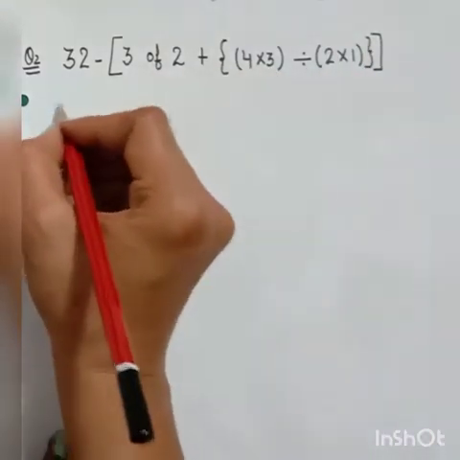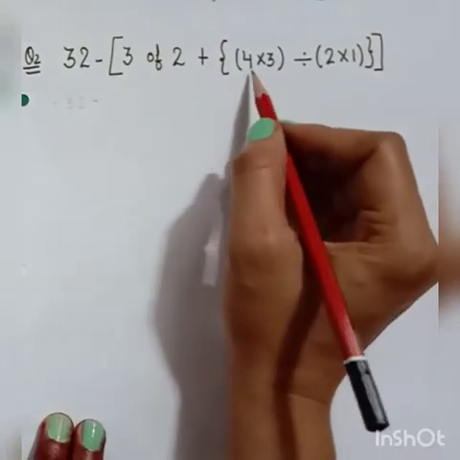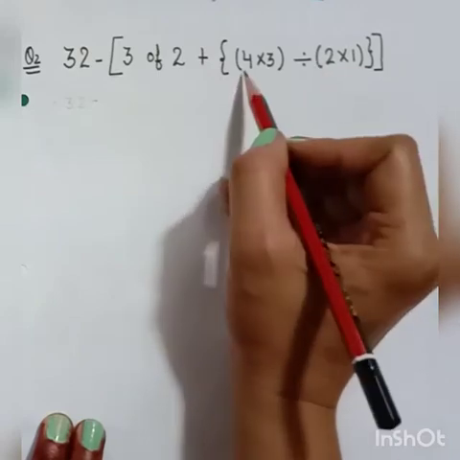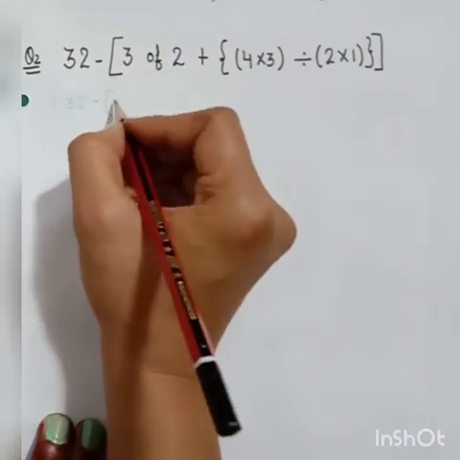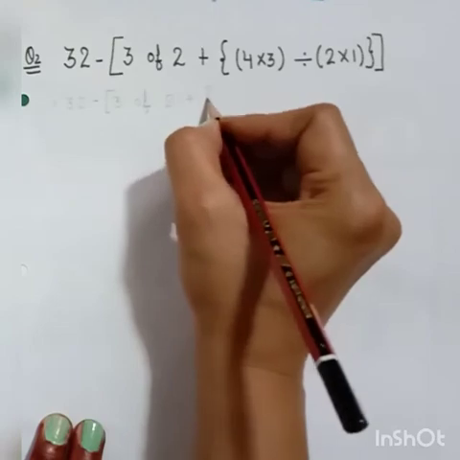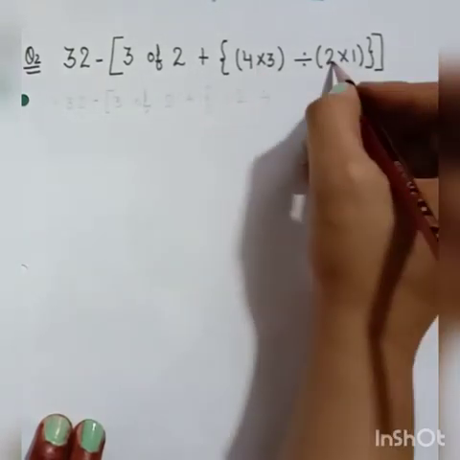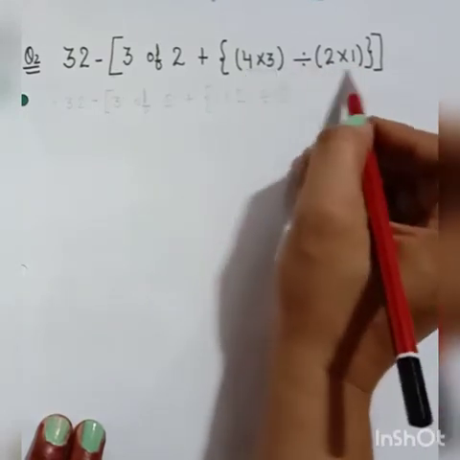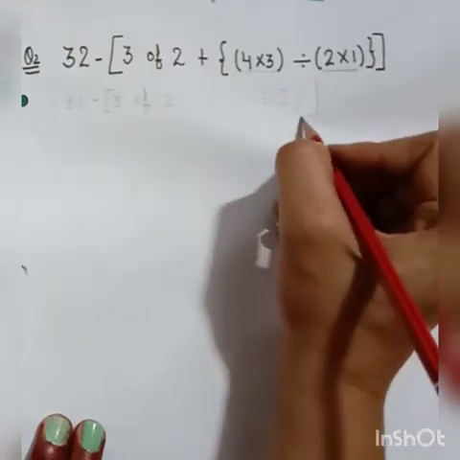So you will write 32 minus. I told you first you have to solve the brackets, and in brackets first you have to solve the bar bracket. As you can see, there is no bar bracket. So the second one is your small bracket. So you have to solve this one. The rest of the part you will copy as it is. 3 of 2 plus your curly bracket. Now 4 3s are 12 divided by 2 1s are 2. You have solved these brackets, this one and this one. Now after this you will put a curly bracket and then after this a big bracket.